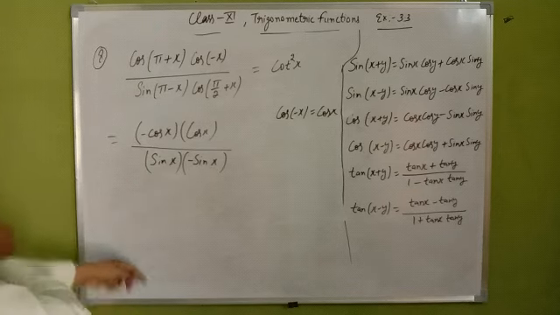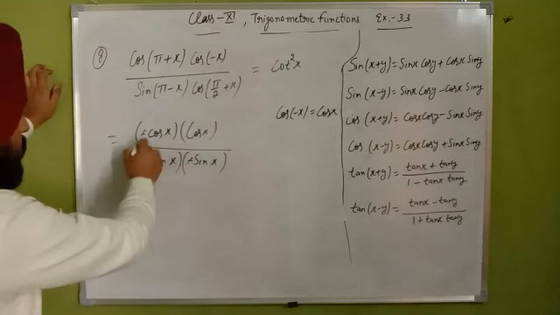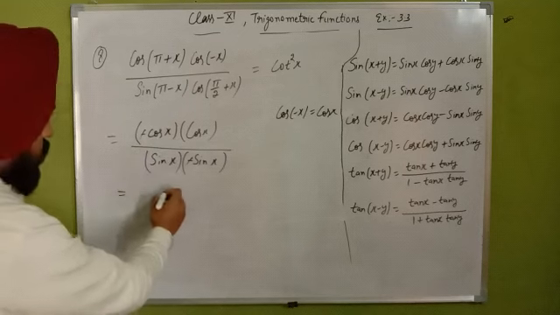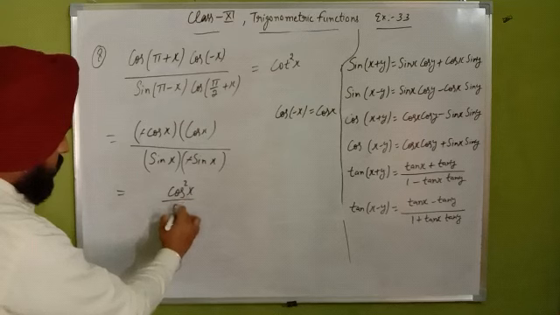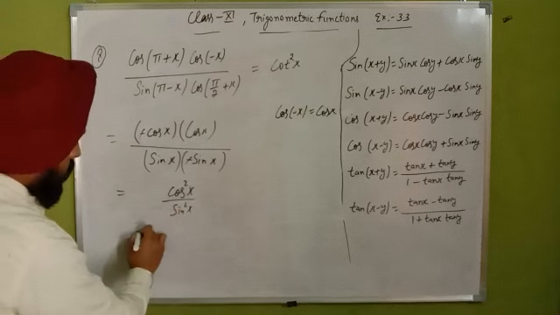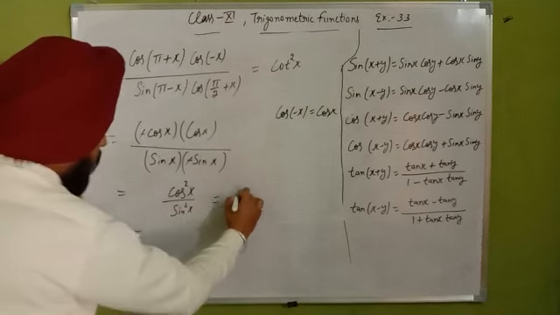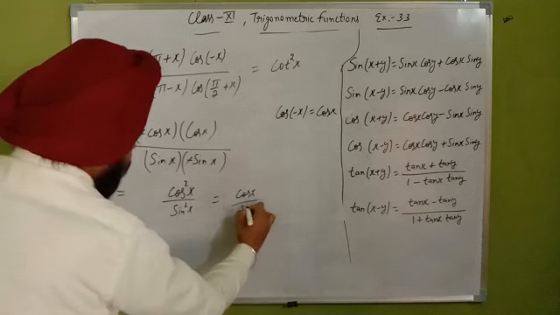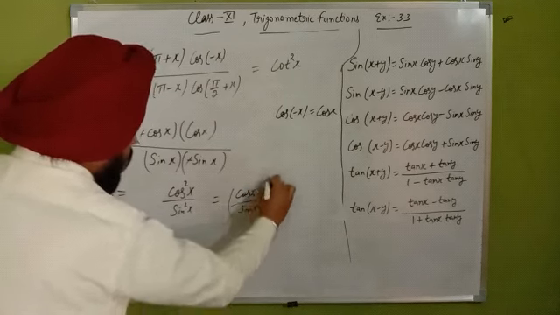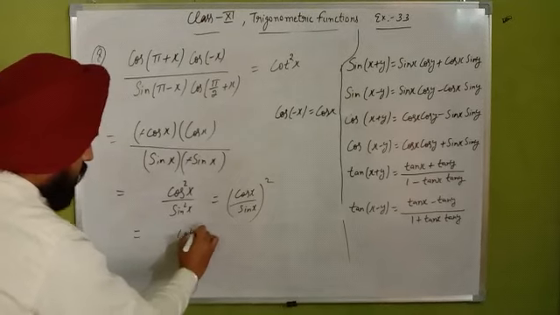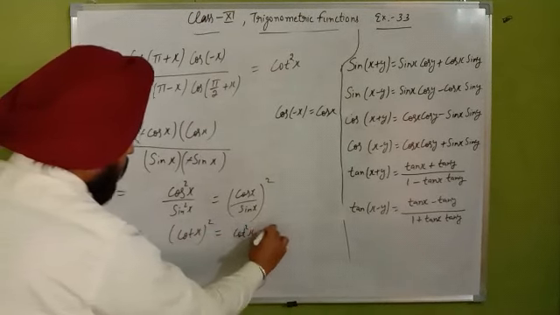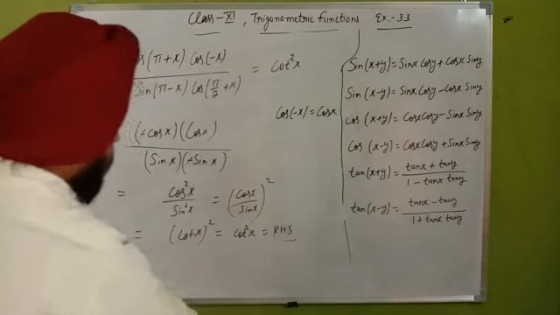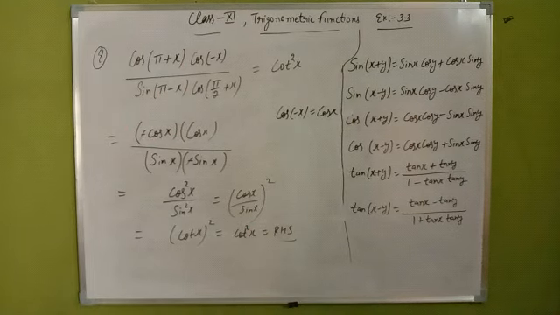So in the next step we can cancel this negative sign with the negative sign. cos x into cos x gives you cos square x over sin square x. Cos upon sin gives you cos x over sin x whole square, which is equal to cot x whole square. We can say cot square x is equal to the right hand side. So very simple question, just based on the basic concepts.